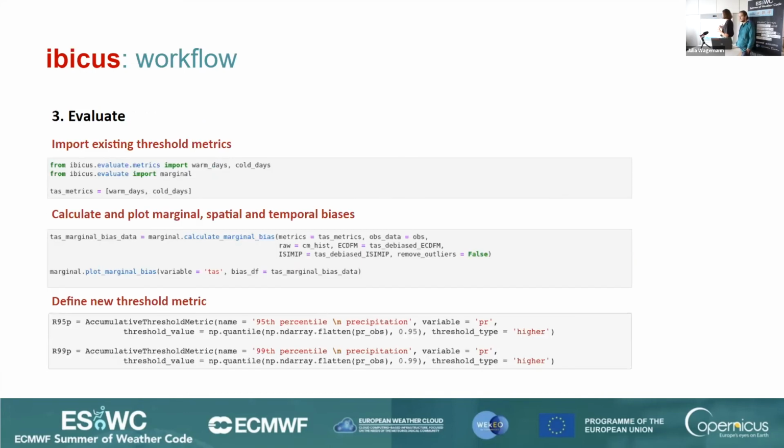So what we just want to show here is that you can import predefined threshold metrics, so warm days and cold days. You can calculate and plot all of the different variations you saw in the table. And then if you're interested in a specific use case, a specific application, you can say, okay, for example, here we define the 95th percentile of precipitation over all days of the year as a threshold that you can then look at, look at the spatial structure and so on.